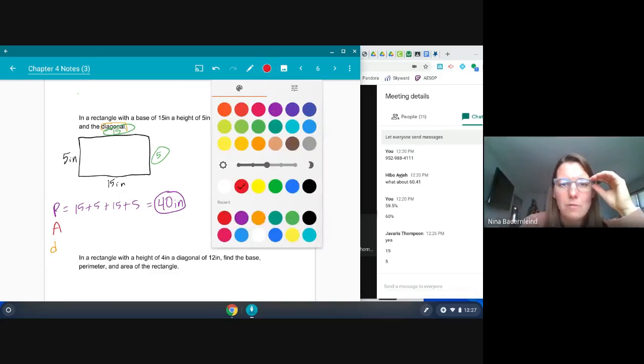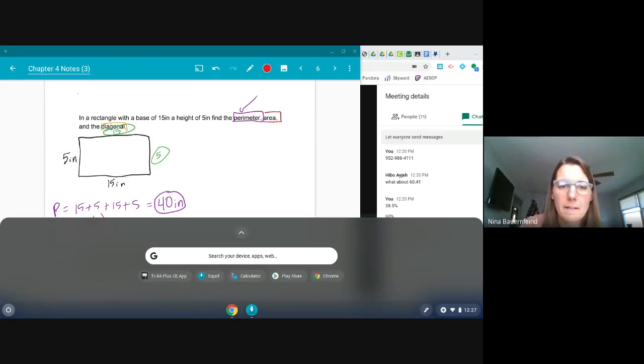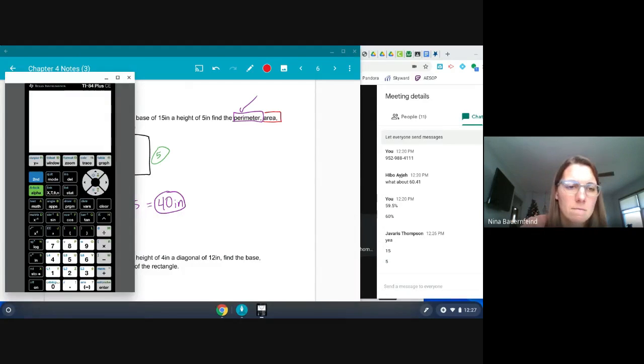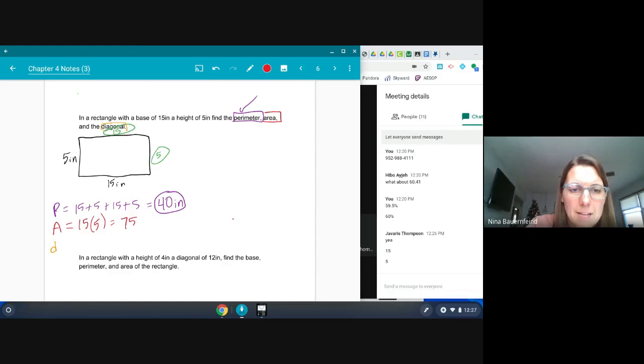Do you remember how we find the area of a rectangle? What do we do to find the area of a rectangle? Okay, area of a rectangle is base times height. So it's 15 times 5. 10 times 5 is 50. 5 times 5, I can just type this in if you want. We get 75, and that is inches squared because it's area.